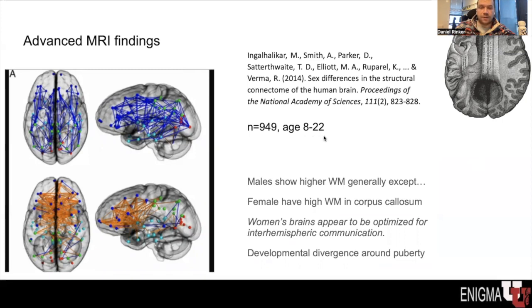children and young adults age 8 to 22, looking at sex differences in the connectome of the human brain. And they found that males generally show higher white matter connectivity, except for females have higher white matter in the corpus callosum. The corpus callosum being the bridge between the two hemispheres, facilitating communication between the two hemispheres. And this finding suggests that women's brains appear to be optimized for interhemispheric communication. And this is a developmental divergence that occurs around puberty.